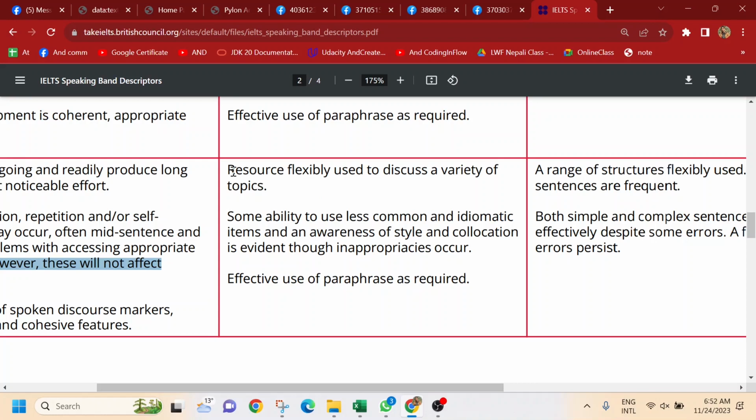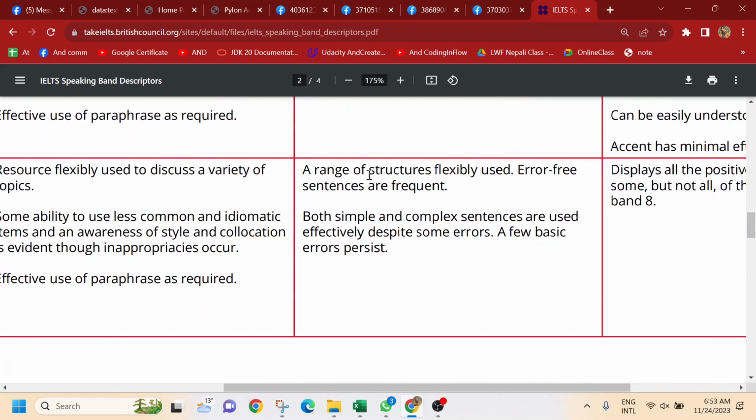Everything is the same, but one thing that has been added is, for the band 7 criteria, some ability to use less common and idiomatic items. This means you should use C1 vocabularies. You can search on Google and download C1 vocabularies. There are 570 words. And idiomatic vocabulary: if you can use idioms in your speaking, then you get more marks.